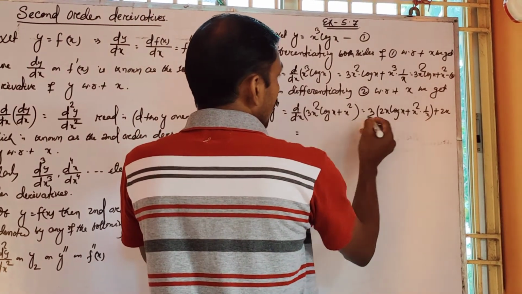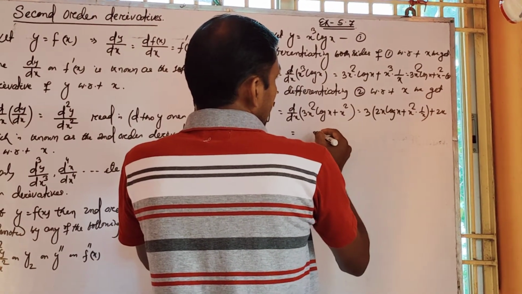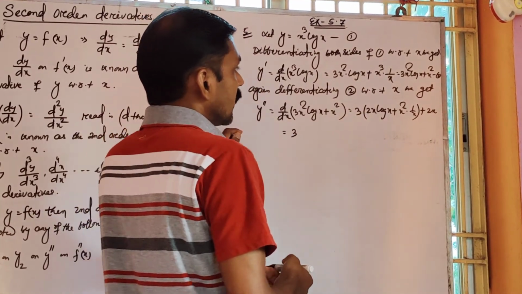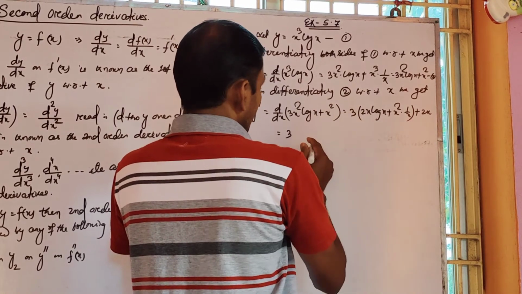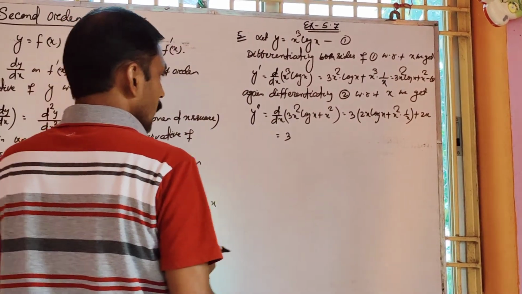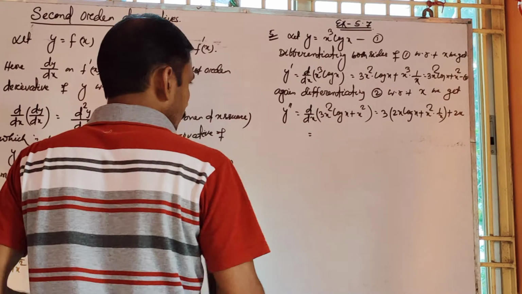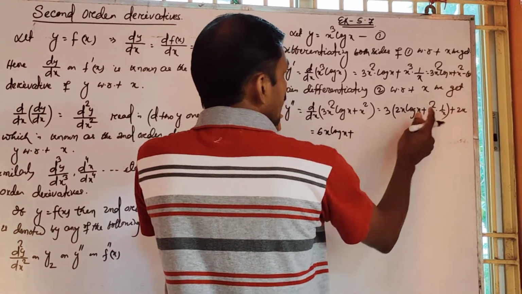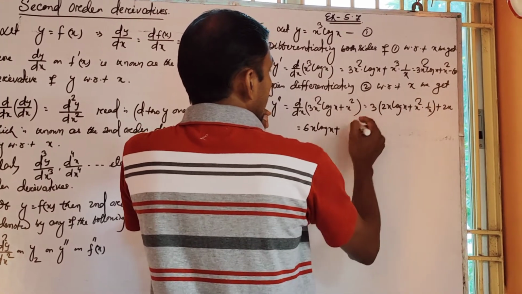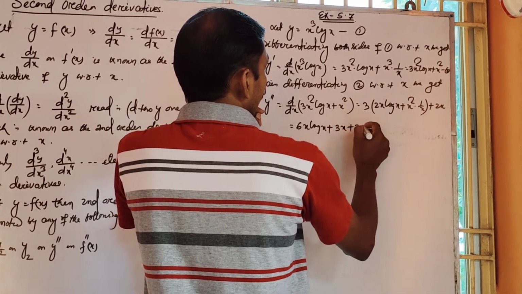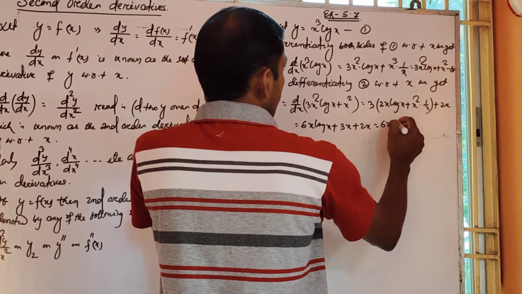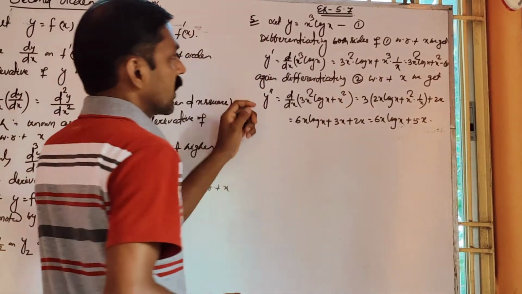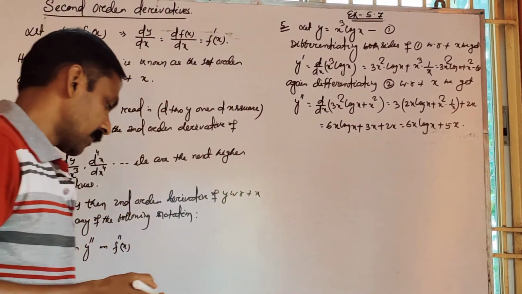So this equals, now it is 3 into 2. To open the bracket, it will become 6x log x plus x square by x, so x into 3, 3x, plus 2x, that is 6x log x plus 5x. This will be the answer.